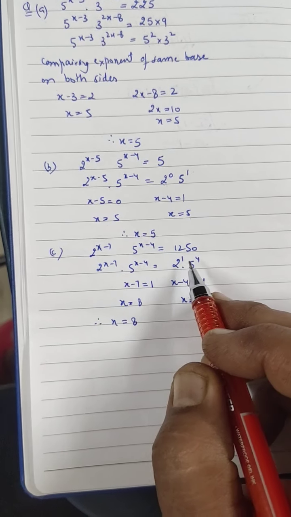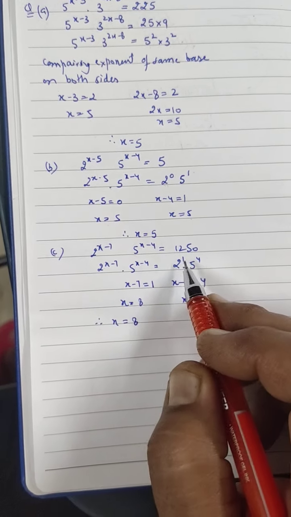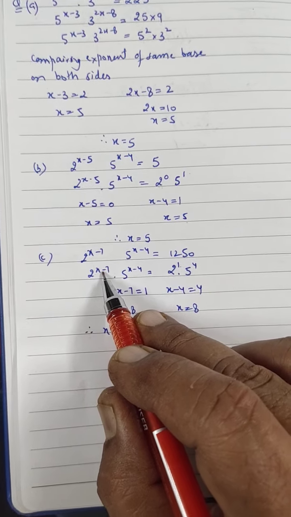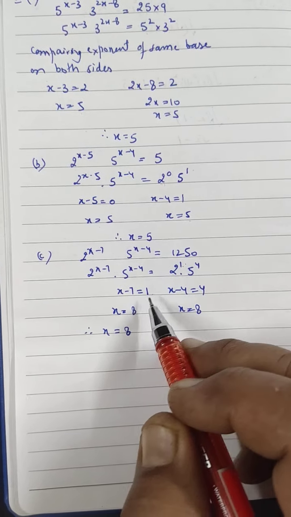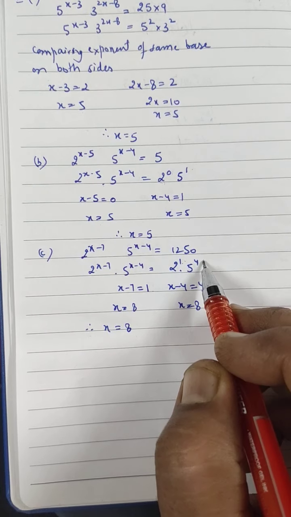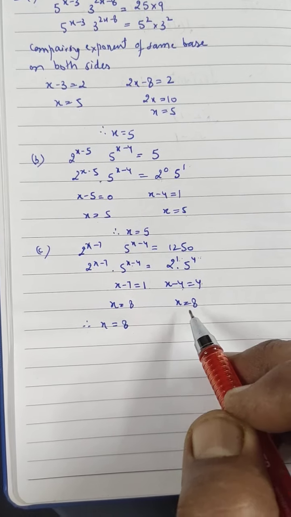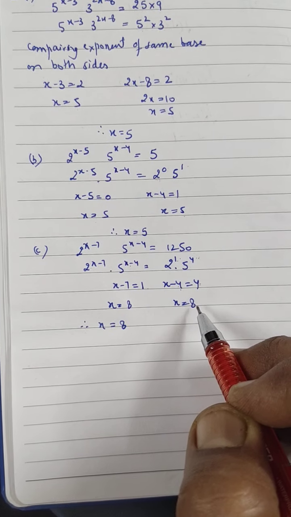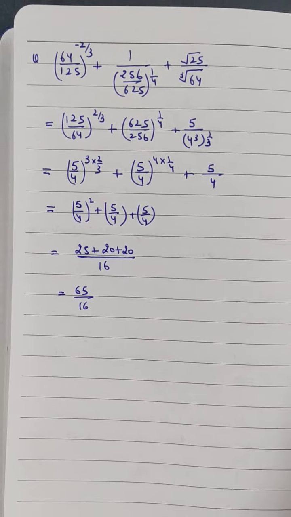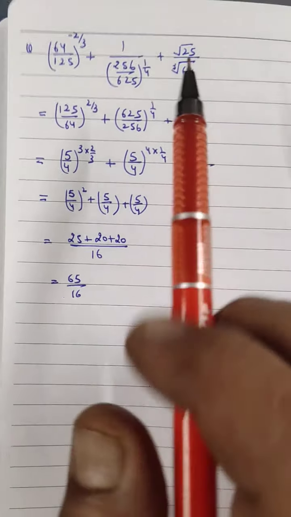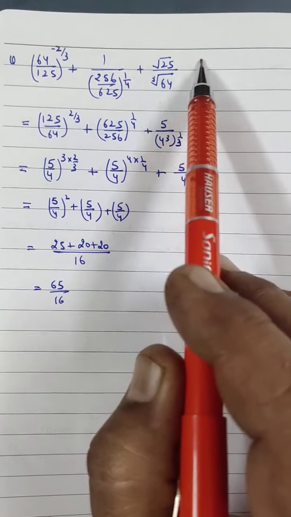Now if we compare the power of 2 on both sides, x minus 7 equals 1, so x is 8, and if we compare the power of 5, we have x minus 4 equals 4. Again the value of x comes out to be 8. Fine. On the basis of again indices, we may get a question where we're given values like this one and we need to simplify this relation.